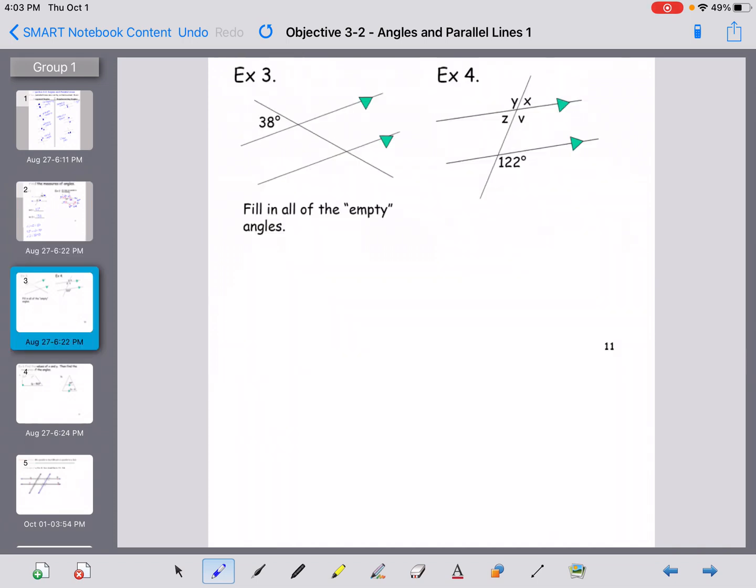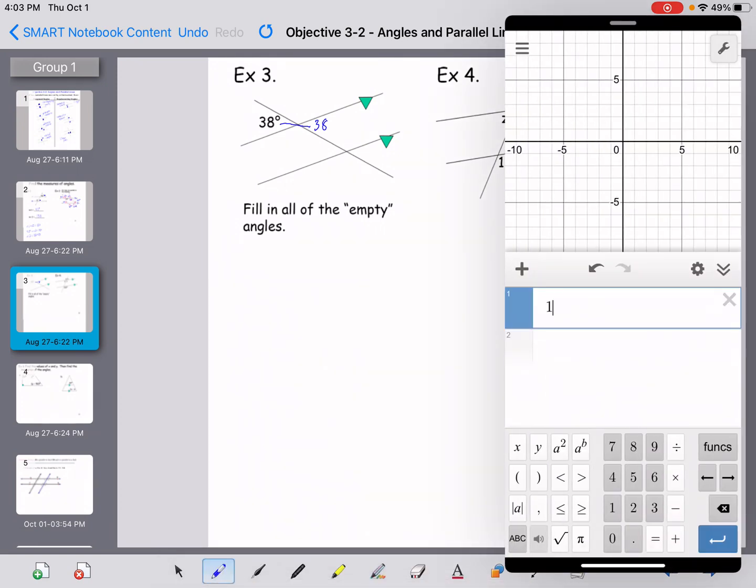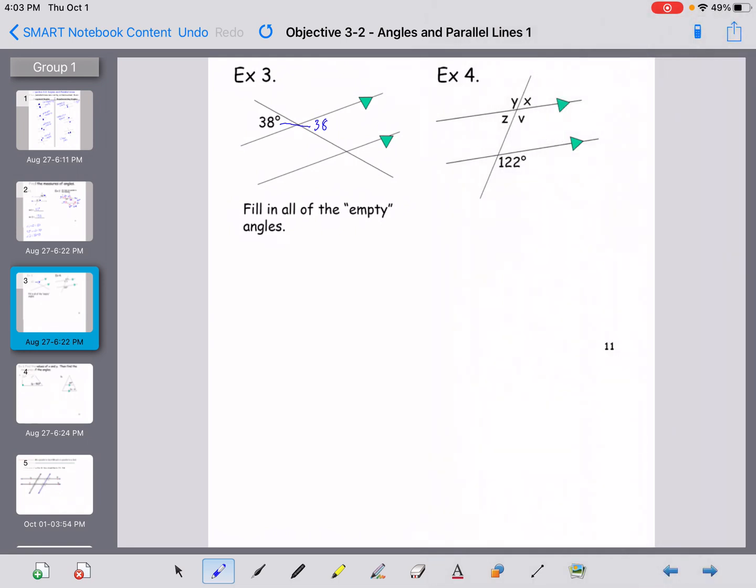More examples. Again, I'm just filling in these empty spaces. So I'm looking for the different relationships. Straight across is vertical. 38 and this other side is going to be 180. So pretty much 180 is a pretty popular number in geometry. 38, 142. So this will be 142. Now 38 degrees. So this is going to be 38, 142, 142, and 38.